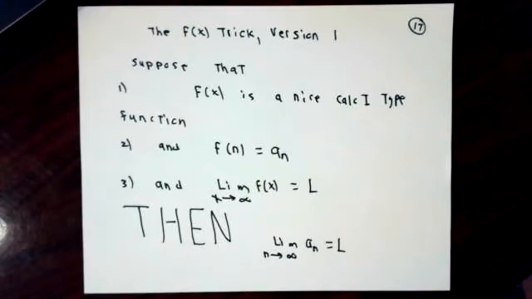I'm going to call this the f of x trick version 1, because we'll have several variations on a theme on this. Suppose that you've got a nice function that you would have liked if you were doing Calc 1 again. Also, suppose that when you stick positive numbers into this f function, you get the sequence numbers a sub n out. Also, suppose that the limit as x tends to infinity of f of x is some number L, some actual number.